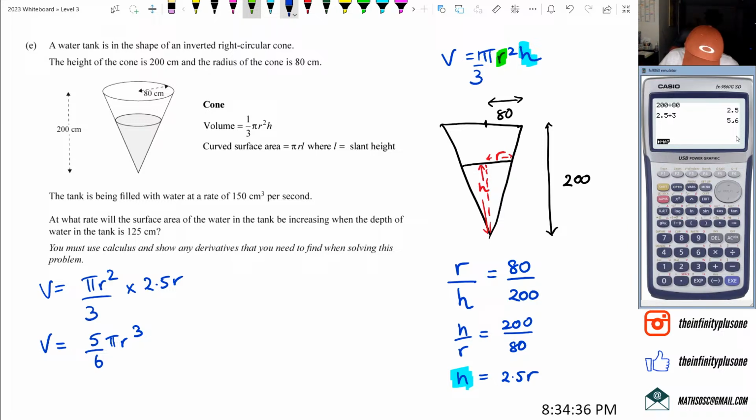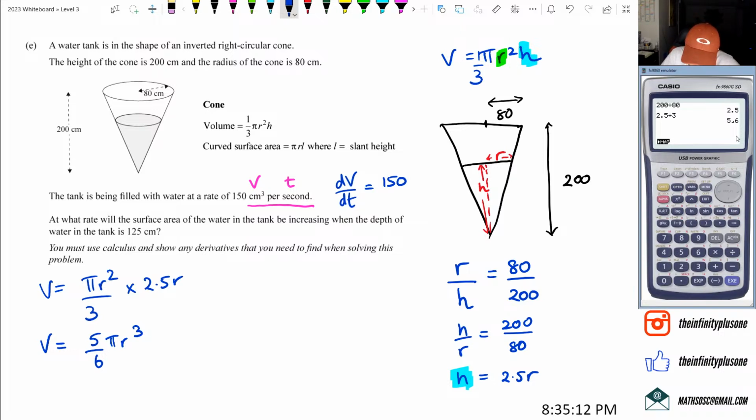Okay, so let's go have a look at the rest of the question now. The first thing to have a look at is this: the tank is being filled at 150 centimeter cube per second. Now here's a clue, guys. This is where your clues come in, when they give you the units. When you look at centimeter cube, you know that this is actually volume. And when you look at per second, this is actually time. So then we have our first little thing here that we can do, which is dV/dt equals 150, because that's centimeter cubed per second.